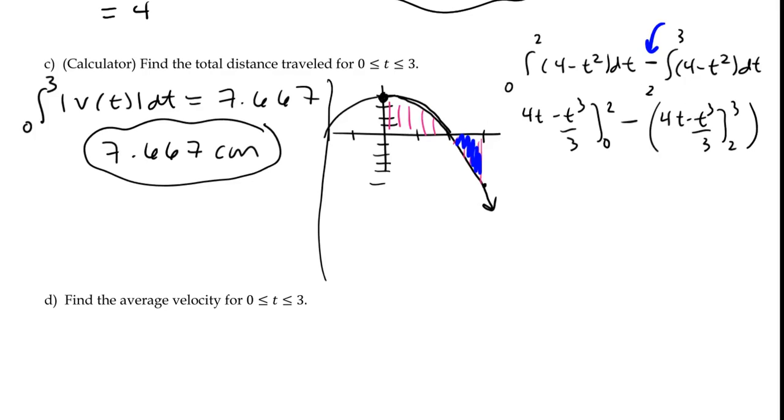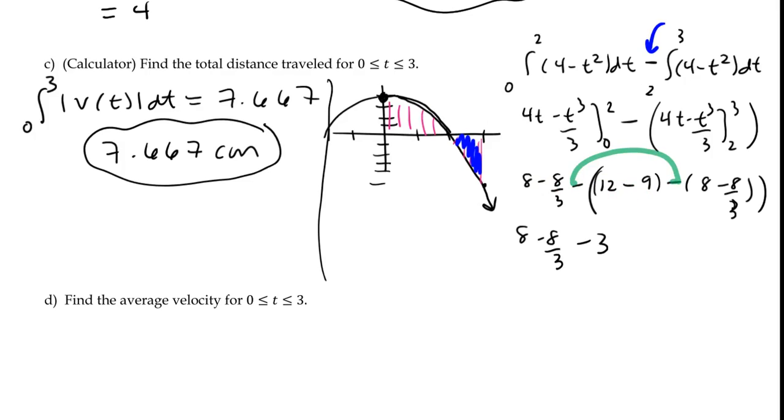If we sub a 2 into the first part, we're going to get 8 minus 8/3. If I sub a 3 in here, I'm going to get 12 minus, what is that? 27 divided by 3 is 9. Minus, if I sub a 2 in, it's 8 minus 8/3. Okay, going on, we're going to have 8 minus 8/3 minus 3. Now right here, instead of combining, so I have 8 minus 8/3, this is 3, so minus 3. Then do you see that this negative takes out that negative? So then I'm going to have plus 8 minus 8/3.